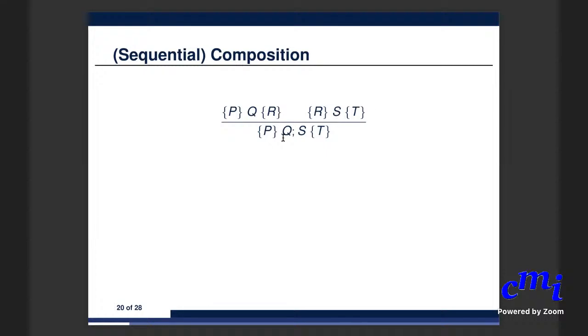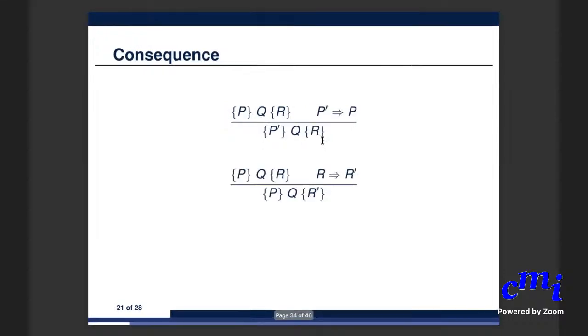is guaranteed to satisfy this triple, which says that if I start with P, then when I execute the program, which is the composition of these two sub-programs, I'll get a state that satisfies T. Okay, which captures the meaning of sequential composition.